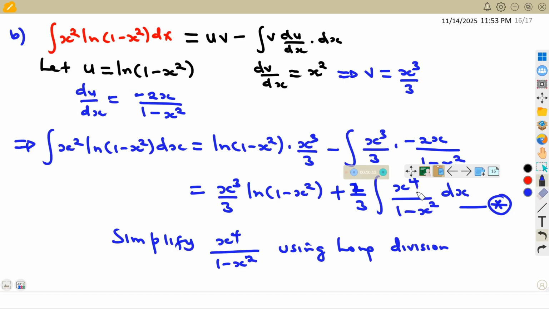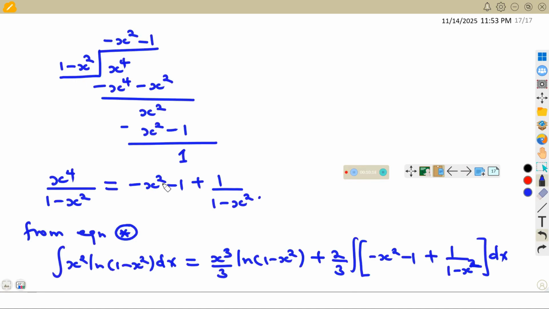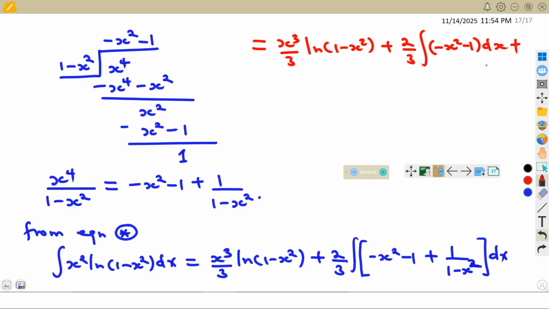And when we substitute this back, we have seen x to power 4 over 1 minus x squared gave us this negative x squared minus 1 plus 1 upon 1 minus x squared. So that is what we shall put here. And from this, we can easily say this can be easily integrated, and this can be easily integrated as well. So this will be the same as writing x to power 3 over 3 ln of 1 minus x squared plus 2 over 3 the integral of negative x squared minus 1 dx plus 2 over 3 the integral of 1 upon 1 minus x squared dx. So we shall call this one equation number 1.